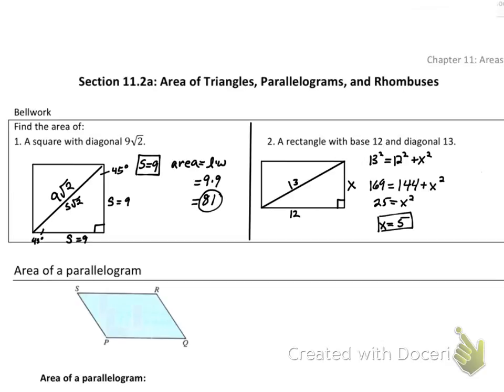That is not my answer, because we still have to find our area. Maybe I'll put it here. Area equals 5 times 12, which equals 60. 60 is my answer.